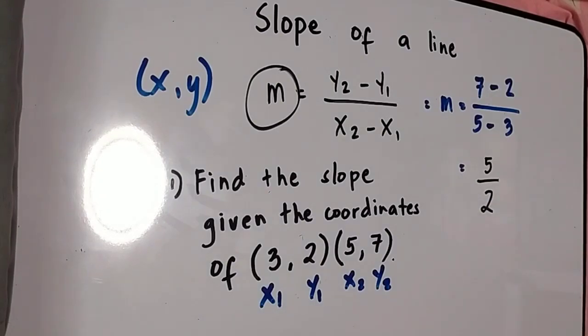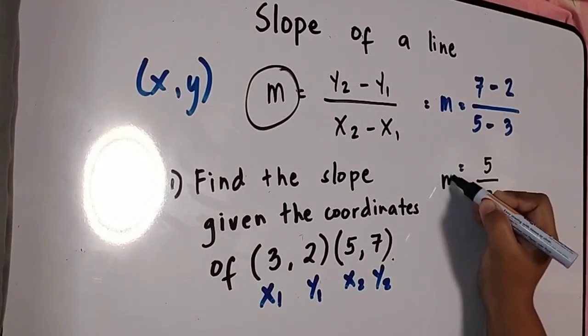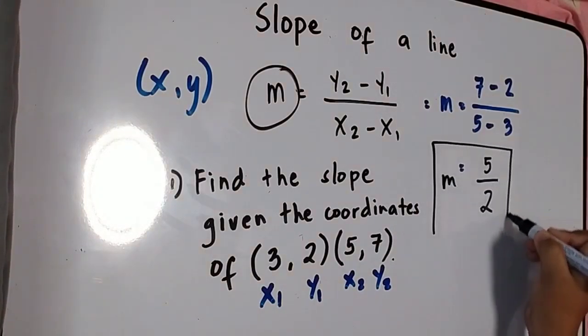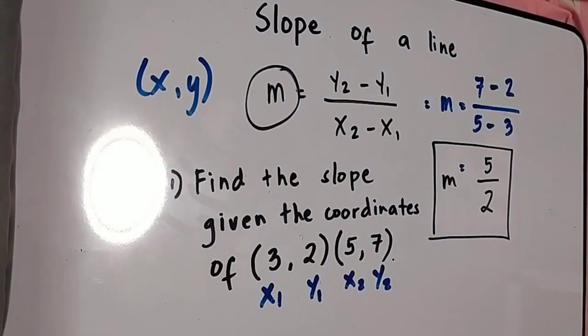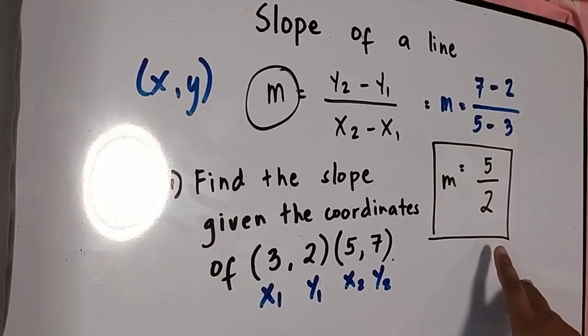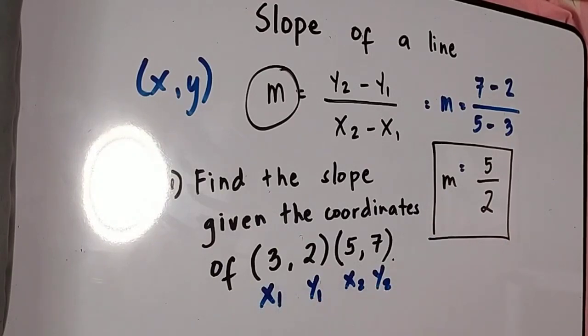So, now, pwede pa ba nating masimplify yung 5 over 2? Hindi na. So, kung hindi na, ibig sabihin, ito na yung value ng slope, 5 over 2. So, if you will notice, yung value ay positive, right? So, kung i-graph natin talaga yung coordinate na to sa Cartesian plane, ang itsura ng graph niyan ay since positive slope yan, that is a line rises from left to right.